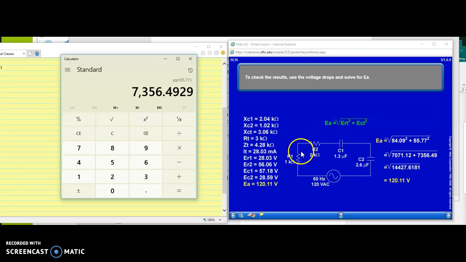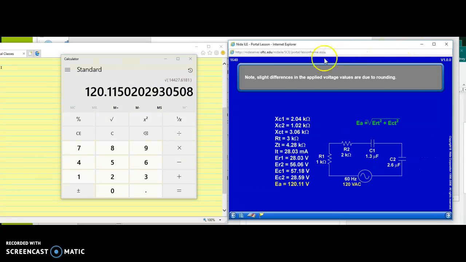I'll go ahead and square this one, and it gives us this value here. I'll go back and plug in 84.09 and square it. It gives us this value here. Add those two up, we get 14,427. So I'll add 7356.49. We'll get the square root of that, and voila, not very far off, 0.11 volt off for the overall. So pretty much ballpark right there, well more than ballpark, almost dead on for a lot of rounding in each one of those. And again, that's all this is telling you.